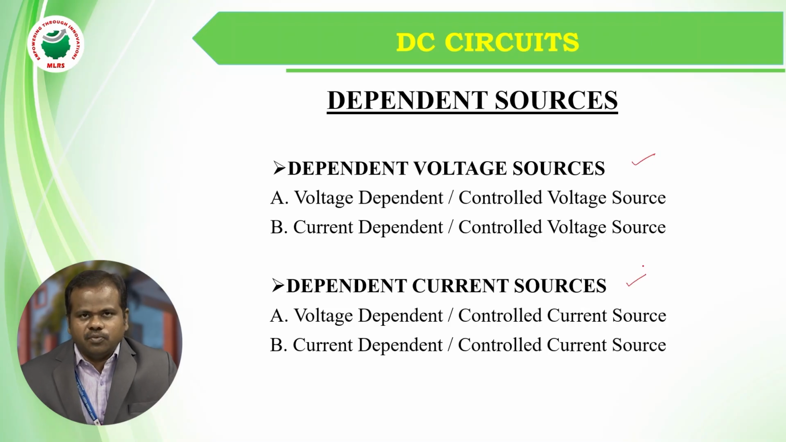Dependent voltage sources are further classified as voltage dependent voltage source and current dependent voltage source. Similarly, dependent current sources are classified as voltage dependent or voltage controlled current source and current dependent or current controlled current source.